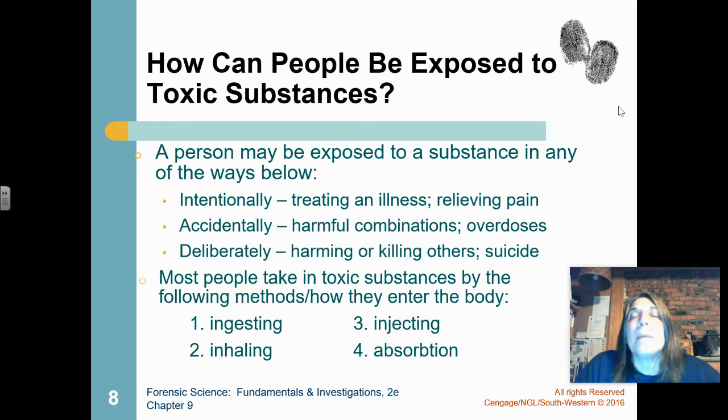Basically, how are people exposed to toxic substances? Well, there's two different things here. You pretty much need the information on this slide to answer the questions. The first one is a person may be exposed to a substance in any of the following ways. So they could be exposed to it in certain ways. And then down here, we're going to talk about how does it actually get taken into their body.